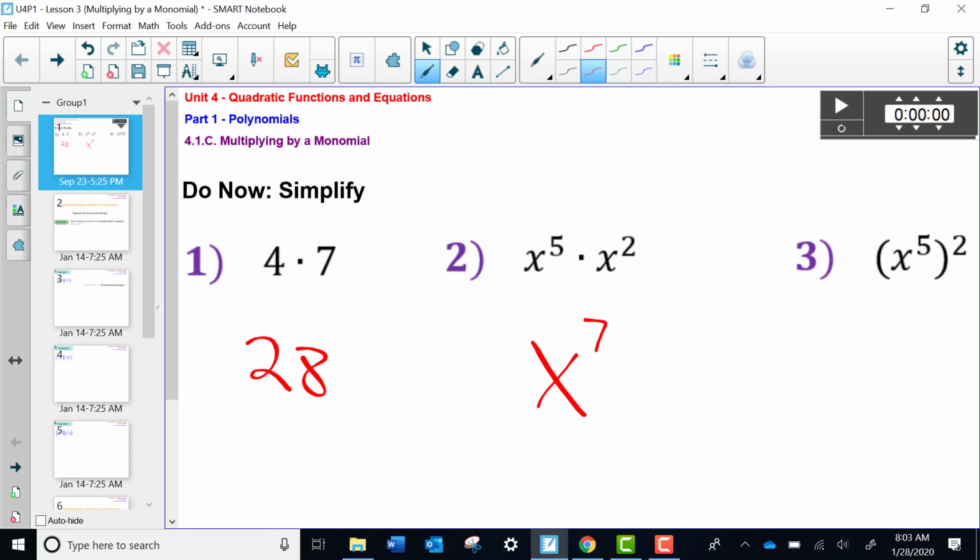Yes. When I use the word base, does everyone know what I mean when I say the word base? When you're multiplying factors that have the same base, you add the exponents. Does everyone remember that rule? All right. How about number three?